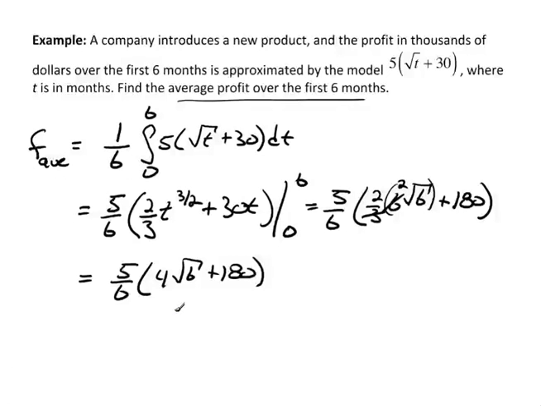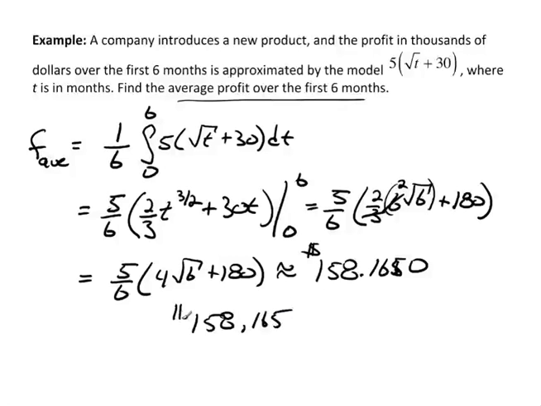And that's probably about as, well, I guess I could distribute this 6 through, but that's pretty close to simplified as much as I really care to right now. So at this point, I would probably just put it in my calculator to get an approximation. So the approximation is 158.165. Now remember, this is thousands of dollars. So I would convert this and make sure that I understand that this is in dollars. So it's approximately $158,165.